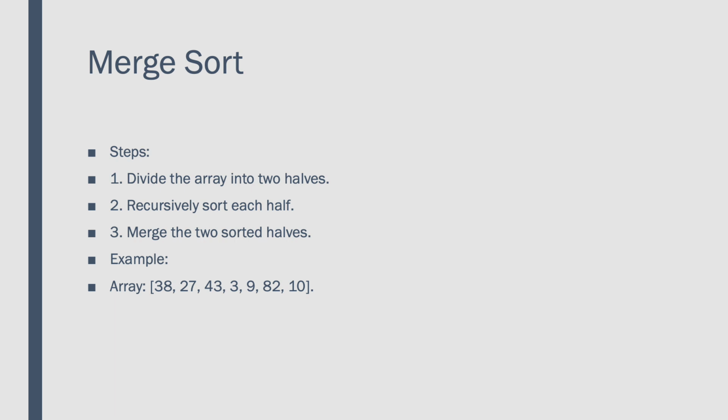Now, time complexity. Since the array is always divided into two halves and merging takes linear time, the overall time complexity of merge sort is big O of n log n, making it more efficient than many other sorting techniques like bubble sort.